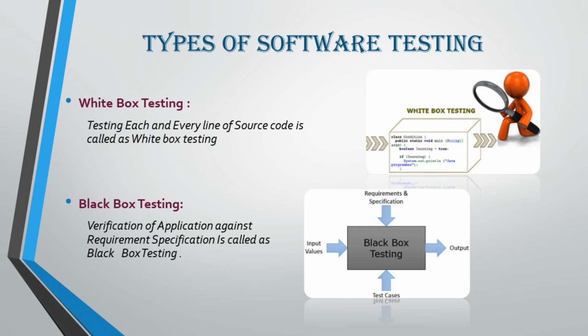Next topic is types of software testing. Software testing is divided into two major types. First is white box testing. It is also called as unit box testing. And second type is black box testing. It is also called as open box testing. What is white box testing? Testing each and every line of source code is called as white box testing.